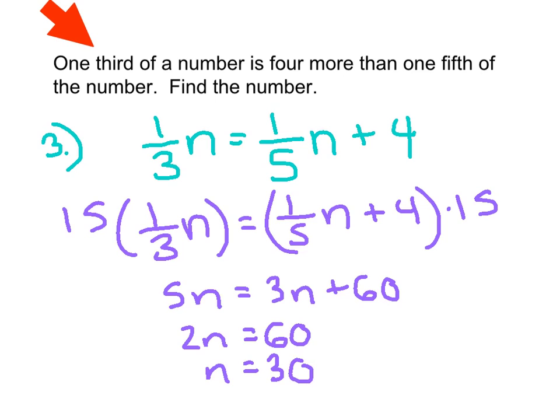So here I have 15 as my LCD. I multiply both sides by 15. On this side, make sure you distribute that 15 to both the 1/5 n and the 4. And when I multiply 15 times 1/3 n, I get 5n. And when I multiply 15 times 1/5 n plus 4, I get the following. And again, the goal of multiplying by an LCD when you have fractional coefficients is to eliminate those fractions. And it makes it easier because you have just whole numbers to deal with. And I get the following, where n equals 30.